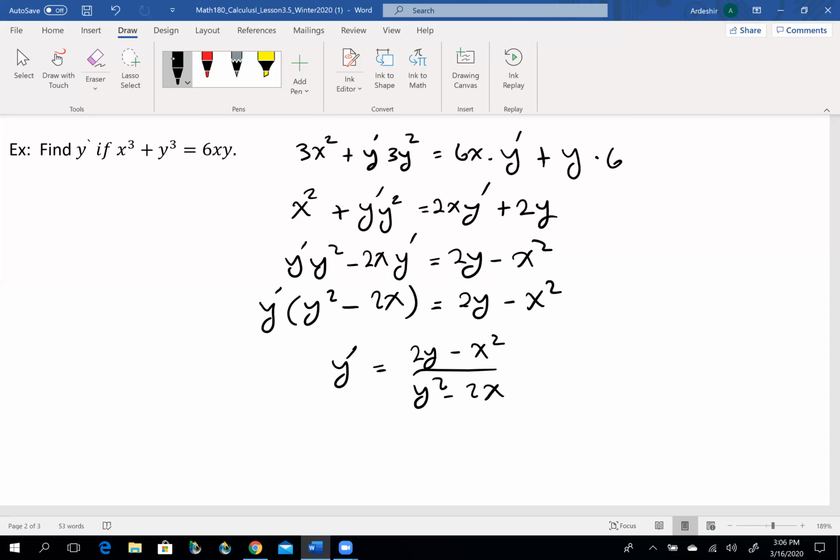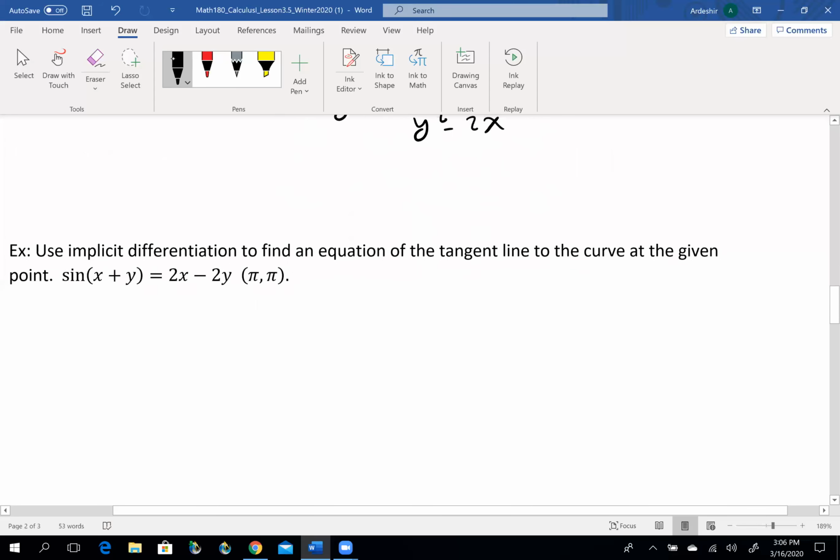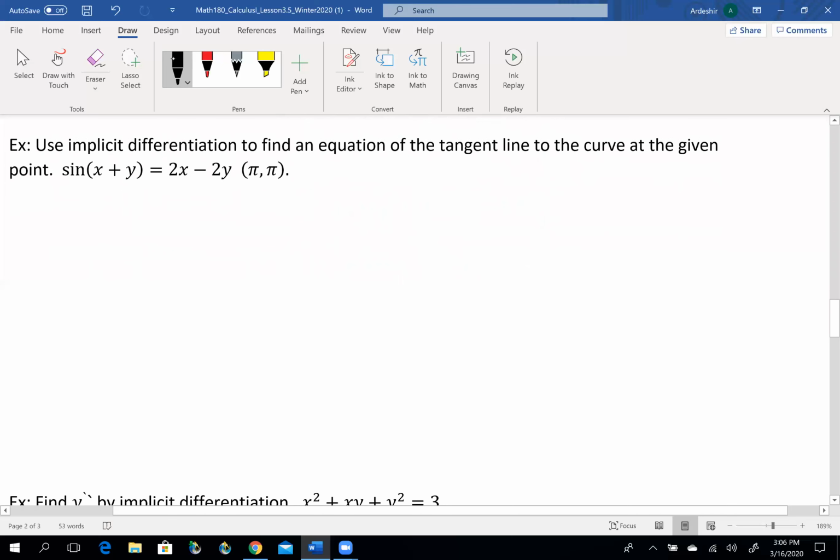Okay, so now let's go to the next question. Use implicit differentiation to find an equation of a tangent line to the curve at the given point. Sine of x plus y is equal to 2x minus 2y at the point (pi, pi). Okay, guys, again, I want to find the equation of a tangent line. So first we have to find the slope, and when we find the slope, then we use the formula, and then we find the equation of a tangent line.